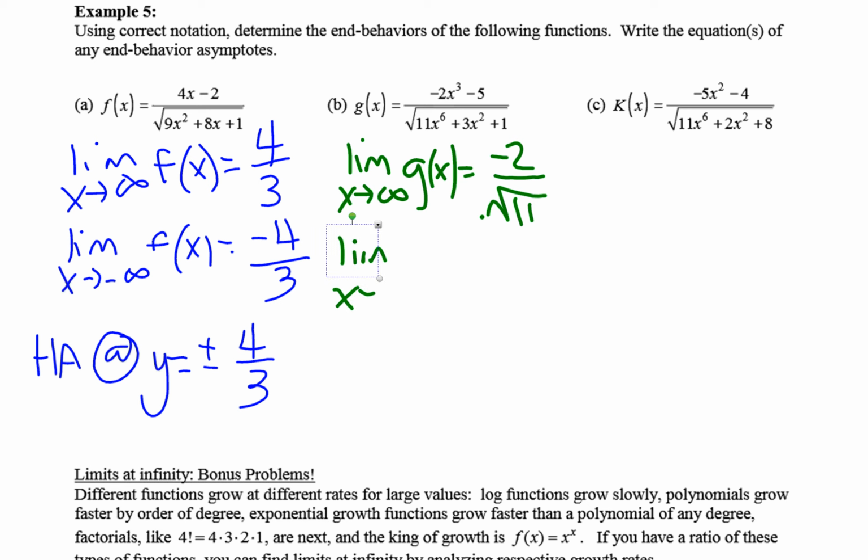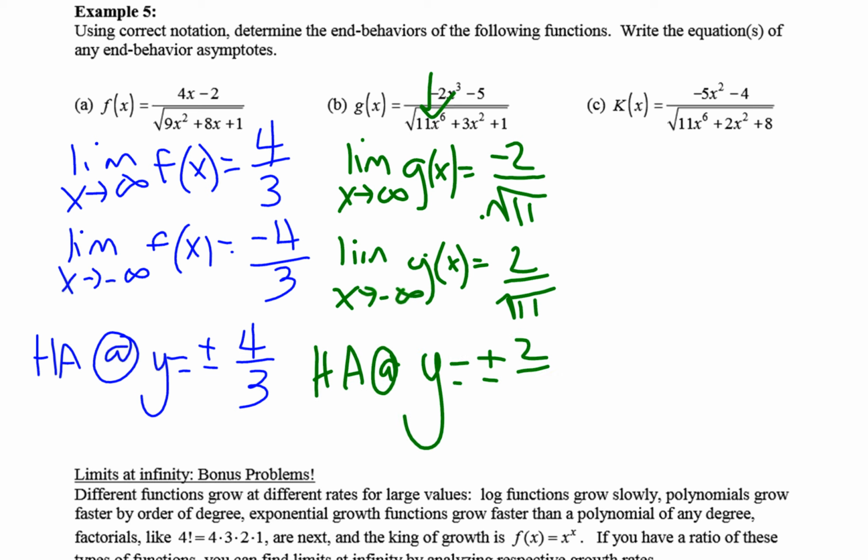Limit as x approaches negative infinity. This time in the numerator, negative, negative, negative, that makes it negative, but we have that negative 2 in the front, so we have to put a positive. The bottom's always positive because it's an even power. So in this case we have horizontal asymptotes at y equals plus or minus 2 over square root of 11.